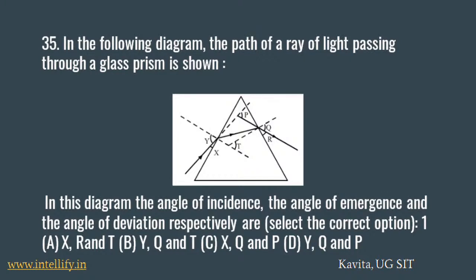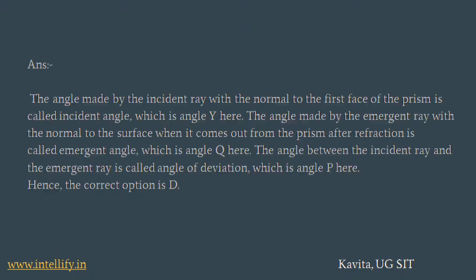Question number 35. In the following diagram, the path of a ray passing through a glass prism is shown. The angle of incidence, the angle of emergence, and the angle of deviation respectively are: Select the correct option. Option A, X, R and T. Option B, Y, Q and T. Option C, X, Q and P. And the last option, Y, Q and P.